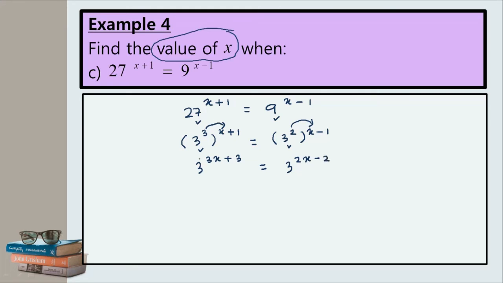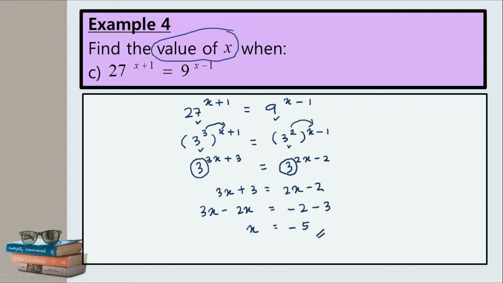Now we already have base 3 and base 3, which is the same. That's why we can compare the power. So the power is 3x plus 3 equal to 2x minus 2. Make x as a subject, so we will have 3x minus 2x equal to negative 2 minus 3. 3x minus 2x, x, negative 2 minus 3, negative 5. So our final answer is x equal to negative 5.